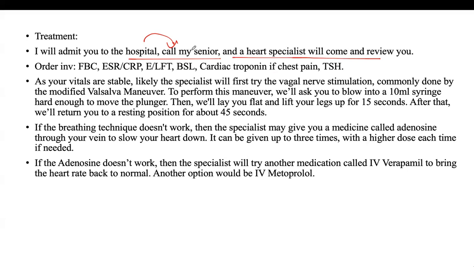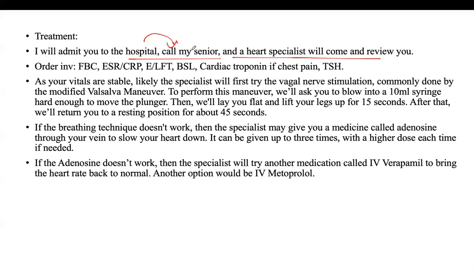I have seen a lot of courses where the mentors don't even explain that, yes, I'm going to call my senior, I'm going to call a heart specialist. Their teaching is that you as a junior doctor are going to manage this SVT patient by yourself. Like, you will do everything right in the exam. You will say, yes, I'm going to do this. I'm going to put you for a vagal nerve stimulation. I'm going to give you adenosine. You fail because you will not do it in real life. In real life, this will be done by a cardiologist. Okay? So please make sure that you understand these kinds of things.